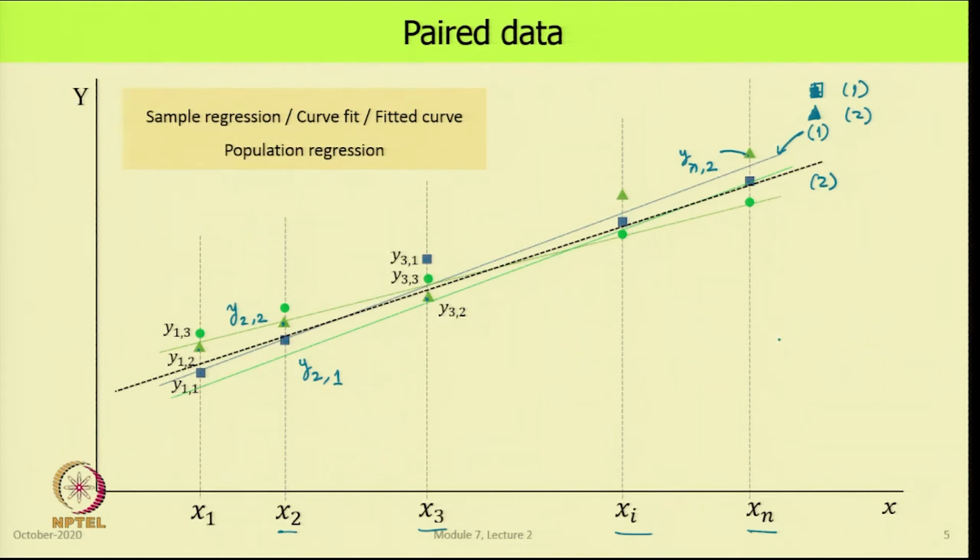And then we say that there is a third experiment which has been done, and so at x1 the value is this circle here y1 3, here there is y2 3, this circle is y3 3, this circle is yi 3, and this circle is yn 3. And using all of these, the third person can also make a correlation regression and say this is our third regression.